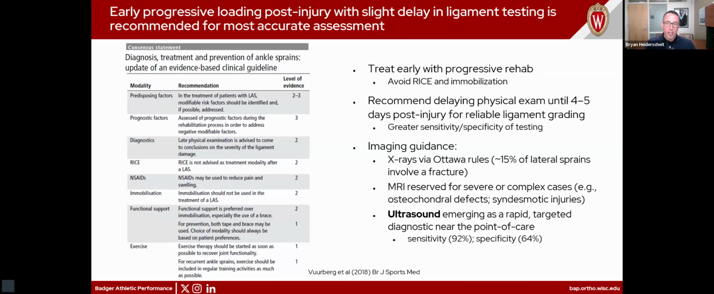And so when we think then about imaging guidance, it makes sense that about that same point in time may be most suitable as well for some of the imaging, X-rays being reserved for really when you're thinking about from a fracture standpoint, MRI typically for more severe or complex cases, especially when we are concerned with an osteochondral defect or a syndesmotic type injury. But ultrasound tends to be very useful and is rapidly emerging as the go-to for targeted diagnostics near the point of care with very good sensitivity, specificity a bit lower than ideal. But again, this shows itself to be the most emerging way for us to be able to get a good sense of the amount of tissue damage and the severity of the injury.